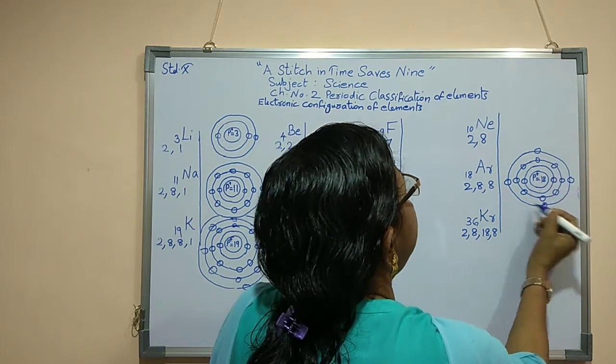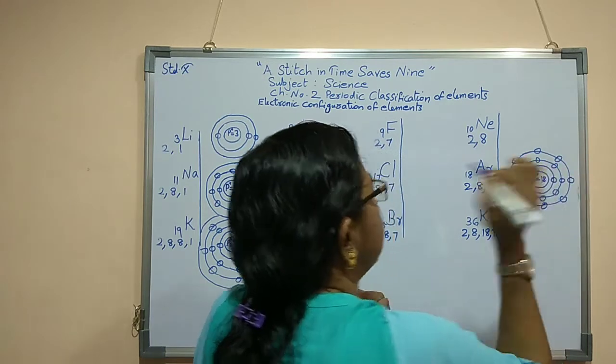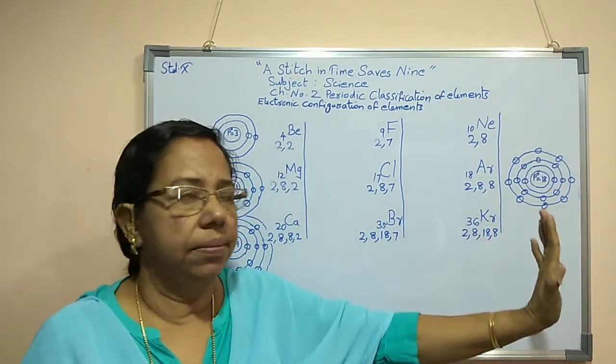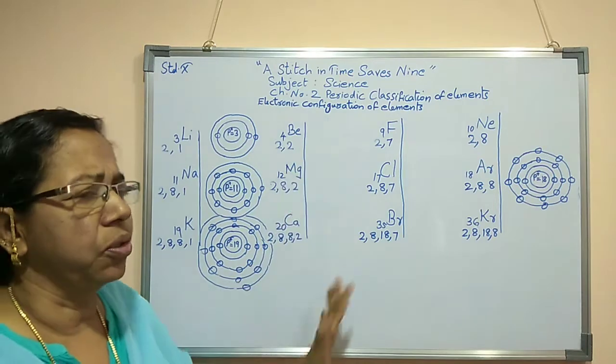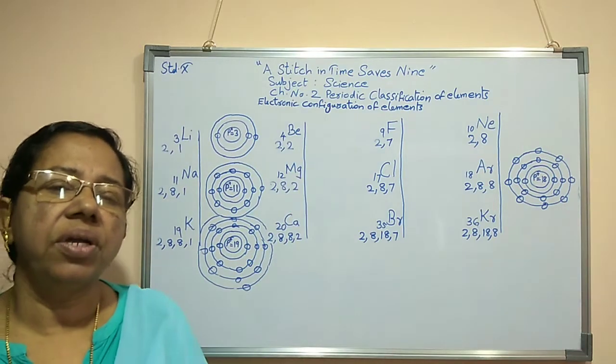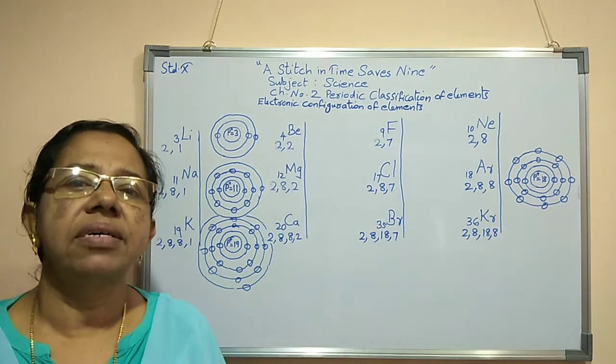So we have to make 8 electrons here. So this is the electronic configuration of argon. Similarly, all of you should be able to make it. Now we are going to compare the electronic configuration of second period as well as third period.